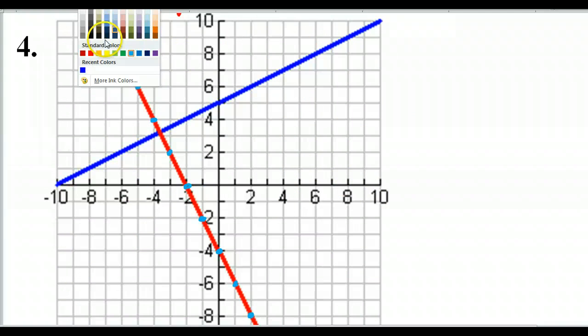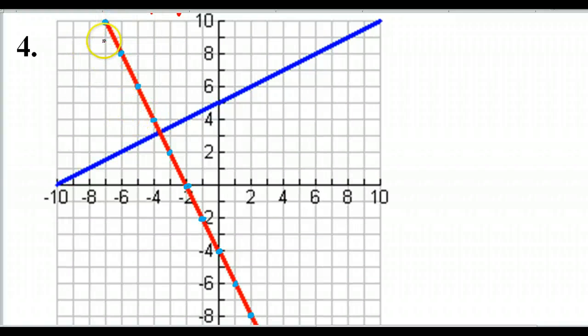Okay, looking at problem number 4, these blue points represent the points where the red line hits evenly on the grid lines. I'm going to go ahead and do the slope this time using the rise and run method instead of picking points and doing the calculations. But you can do what we've been doing. You can pick the points and do the calculations if that's easier for you.